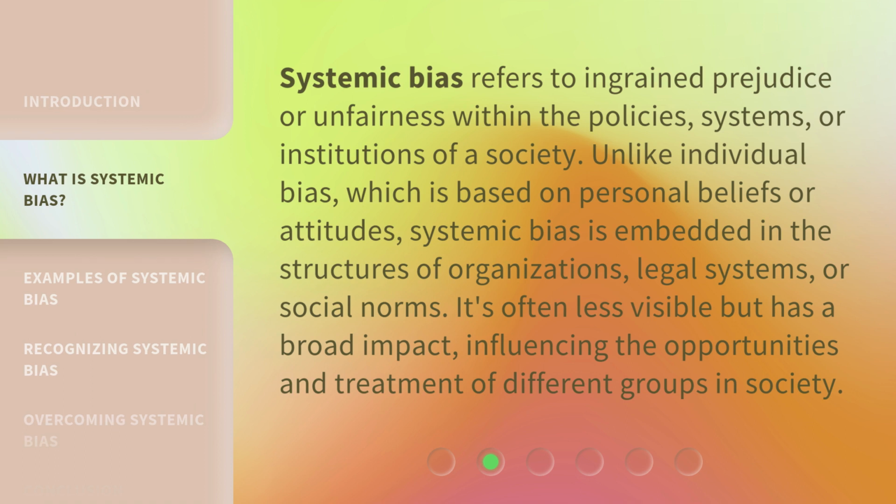Systemic bias refers to ingrained prejudice or unfairness within the policies, systems, or institutions of a society. Unlike individual bias, which is based on personal beliefs or attitudes, systemic bias is embedded in the structures of organizations, legal systems, or social norms. It's often less visible but has a broad impact, influencing the opportunities and treatment of different groups in society.